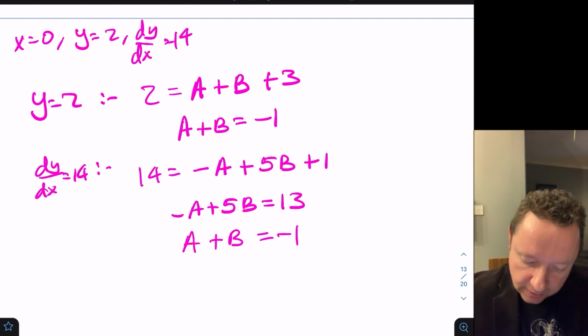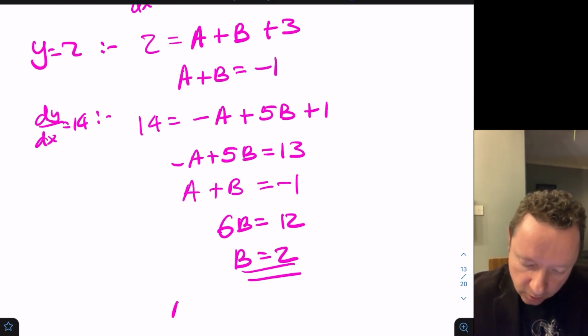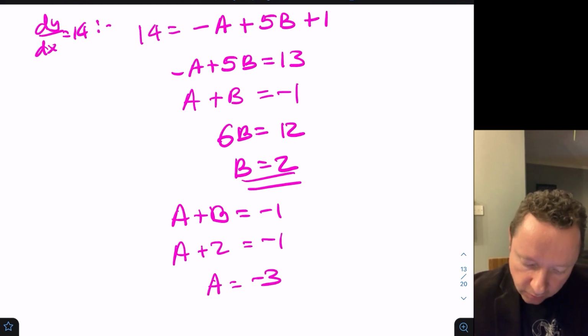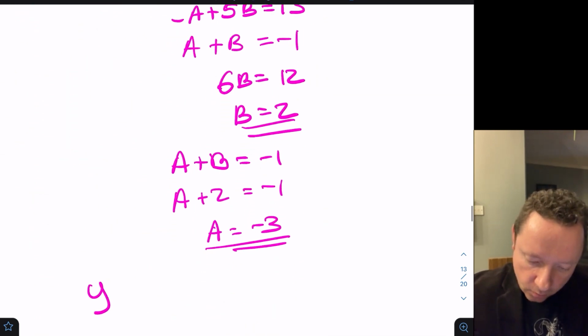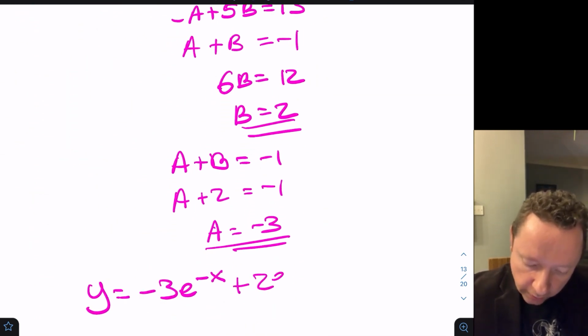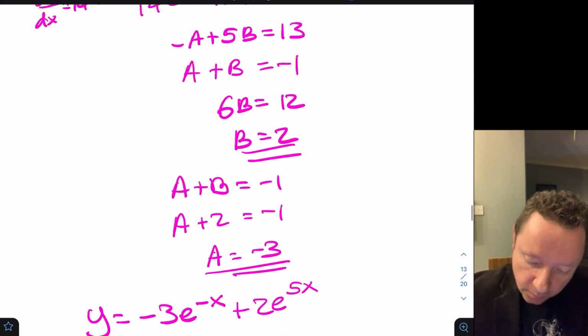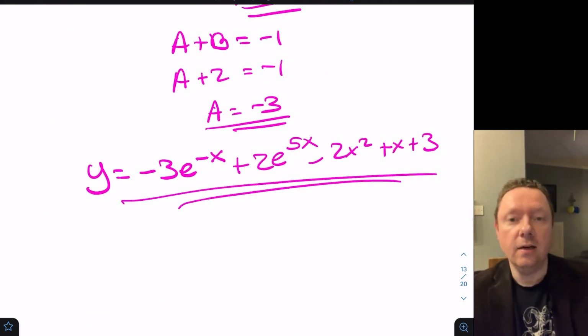5b plus b is 6b. 13 minus 1 is 12. So b is equal to 2. And then subbing that into a plus b equals minus 1, you've got a plus 2 equals minus 1. So a equals minus 3. So then we can just now write our final solution, y equals minus 3 e to the minus x plus 2 e to the 5x minus 2x squared plus x plus 3. And finally, we're done there.